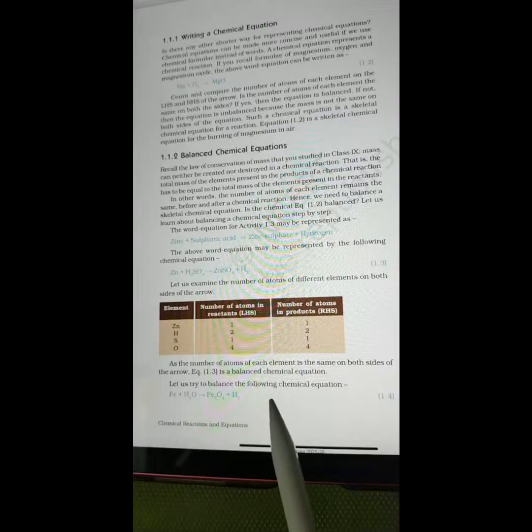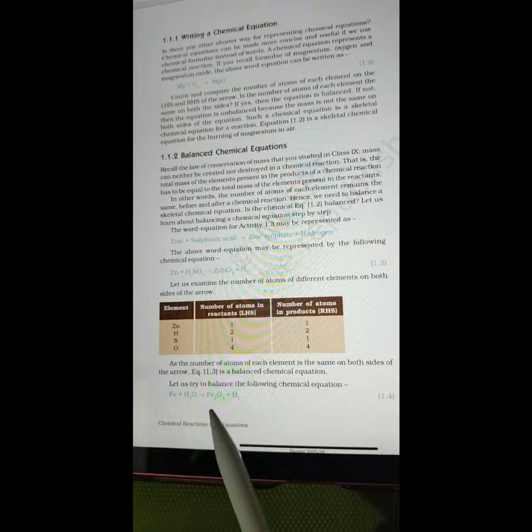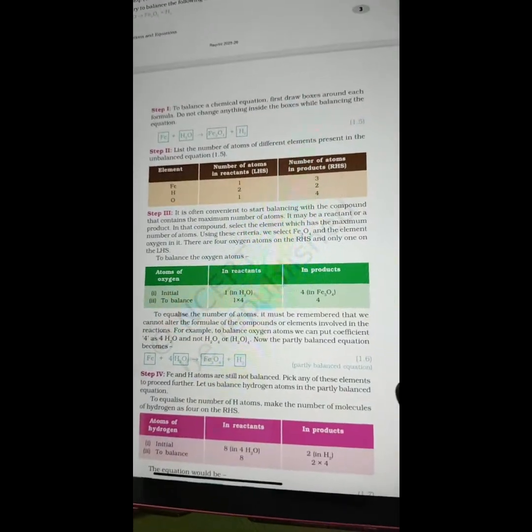Let us try to balance the following chemical equation. Fe plus H2O will give Fe3O4 plus H2. Moving on to the next page. I hope the screen is clear. Step 1. To balance a chemical equation, first draw boxes around each formula. Do not change anything inside the boxes while balancing the equation.